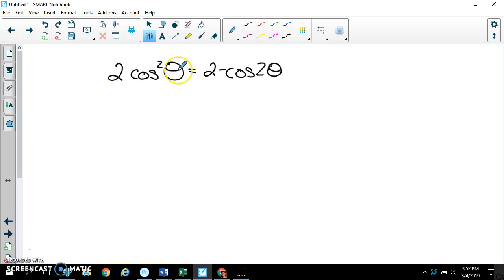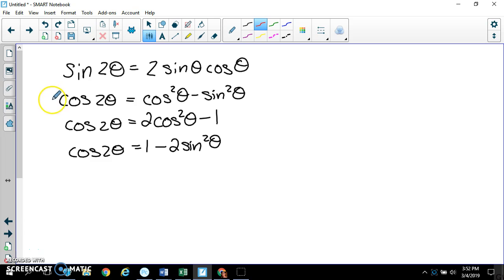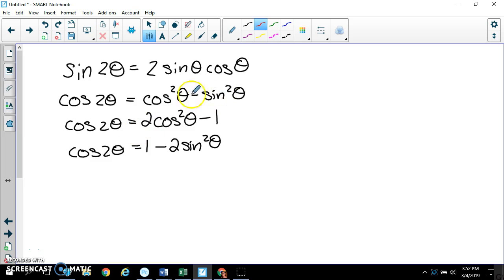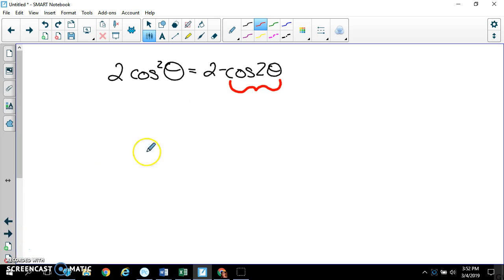So I have 2 cosine squared theta equals 2 minus cosine 2 theta, okay? So what I'm going to do is with this cosine 2 theta right here, I'm going to replace it with one of these 3 cosine formulas. So if I look at what I'm given, this side has a cosine squared. So I'm going to look over here. If I use this equation, that's going to introduce a minus sine squared. If I use this equation, it's going to introduce a minus 2 sine squared. But if I use this one, that keeps it all in terms of cosine squared. So that's the one that I want to use.